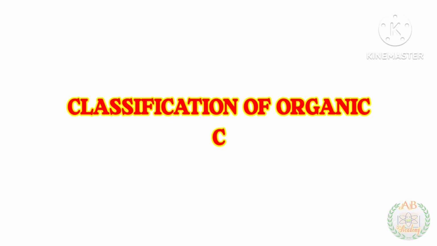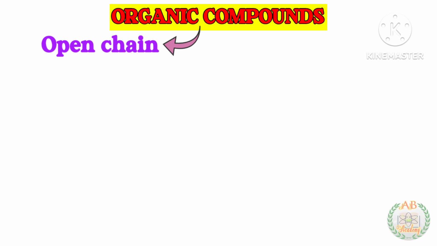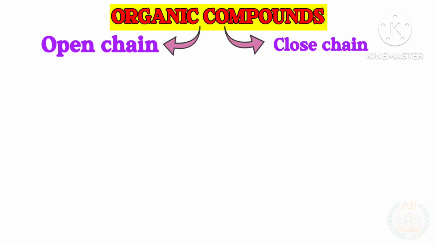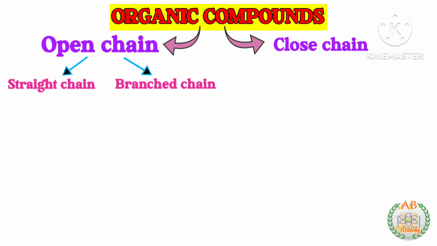Classification of organic compounds. Organic compounds are classified into two main categories: open chain organic compounds and closed chain organic compounds. Open chain organic compounds are further divided into two main groups: straight chain organic compounds and branch chain organic compounds.